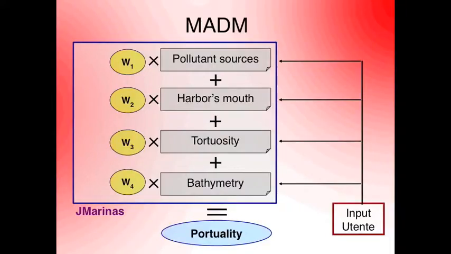jmarinas works on 4 different variables for the definition of the portuality risk: the pollutant sources distance, the harbor's mouth distance, the tortuosity, and the bathymetry. Each of these variables is weighted with a weight that is defined in the validation process. I want to show you how the user can interact with the software for the definition of the different variables.